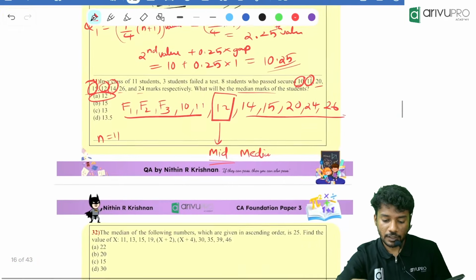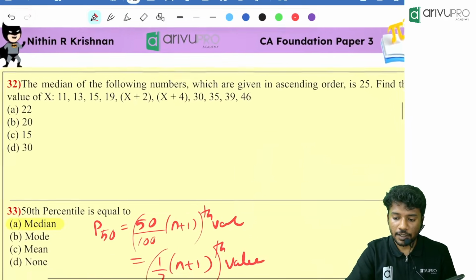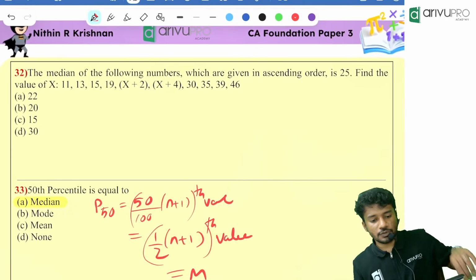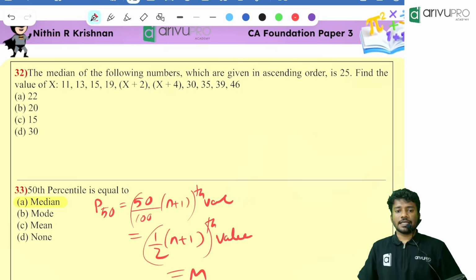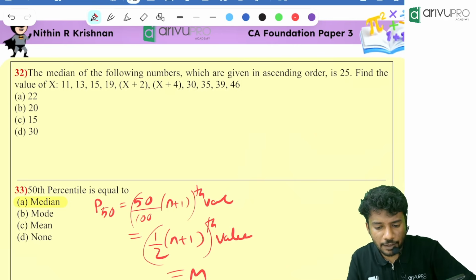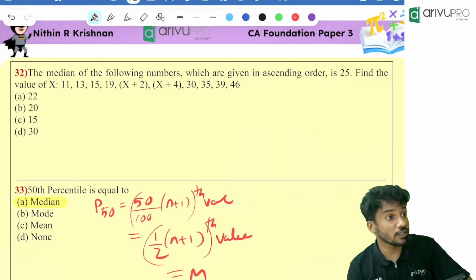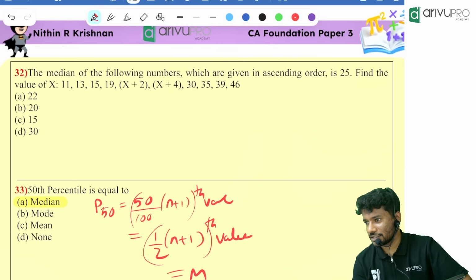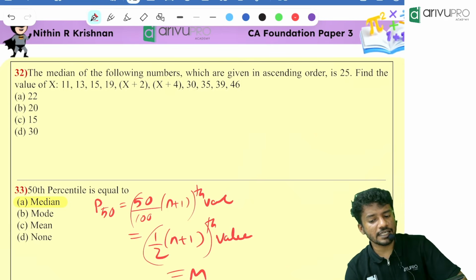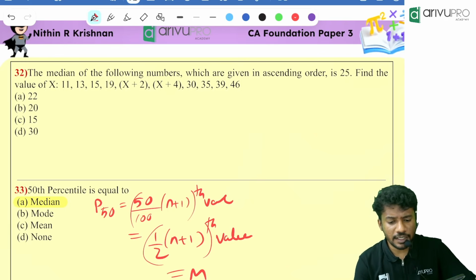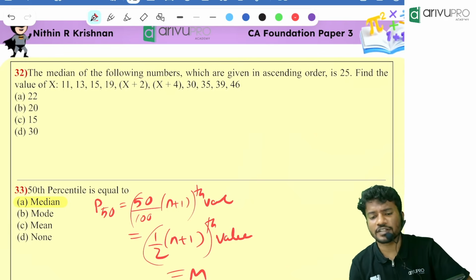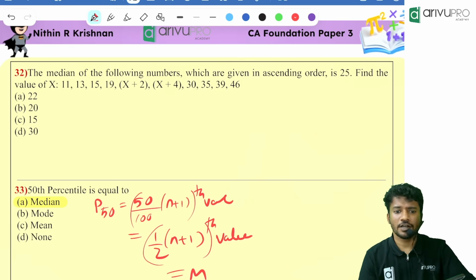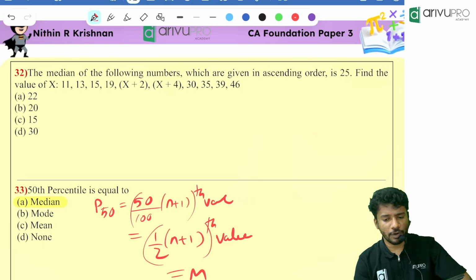Then people, next question. Try it and give me the answer. 32nd question. The median of the following numbers which are given in ascending order is 25. Find the value of x is the question. You should get me the answer within a few seconds. Very easy question. Is it arranged in increasing order? It is arranged as 11, 13, 15, 19. Yes, everything is arranged properly in increasing order.